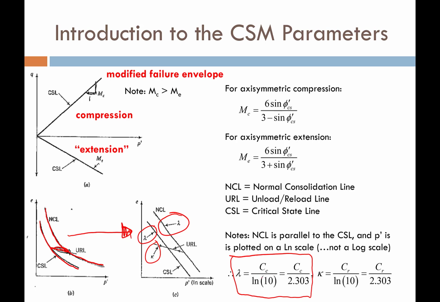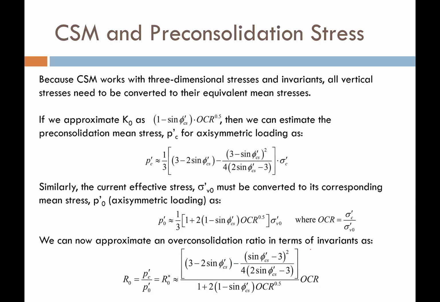And for the unload or rebound line, we're going to call that slope kappa. It's going to be the C sub r from our consolidation curve, but just corrected to natural log units instead of log base 10 units. So hopefully that introduces you to various parameters we're going to use. So let's move forward.